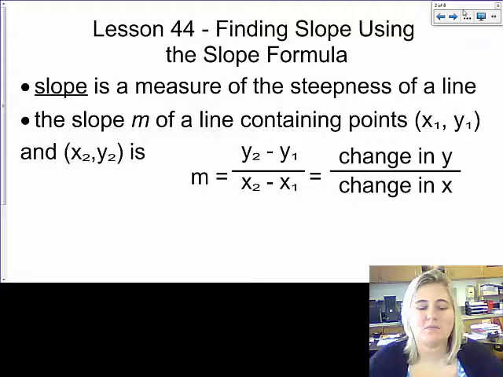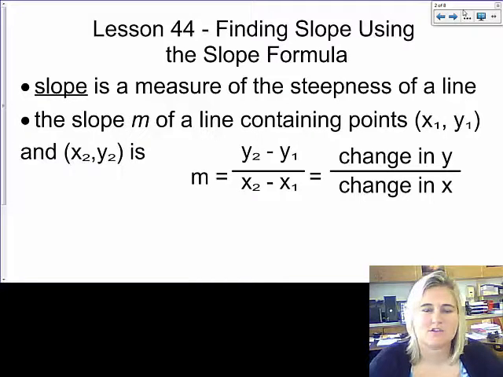Lesson 44, finding slope using the slope formula. The best part about today's lesson is that we've already talked about the slope formula in a previous lesson, because I think it's best to just go ahead and give it to you because it's a surefire way to figure out the slope when you're dealing with 2 points.